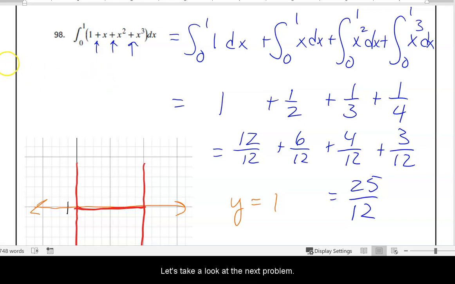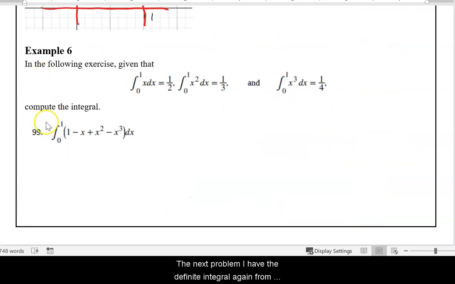Let's take a look at the next problem. In the next problem, I have the definite integral, again from 0 to 1, of the integrand 1 minus x plus x squared minus x cubed. Now I can split it up, since these are sums and differences, and write it in the following format.